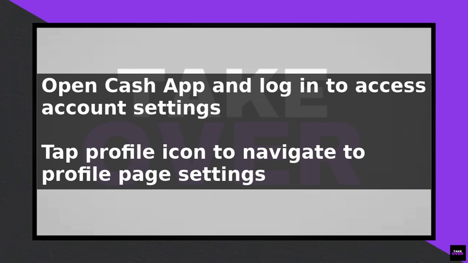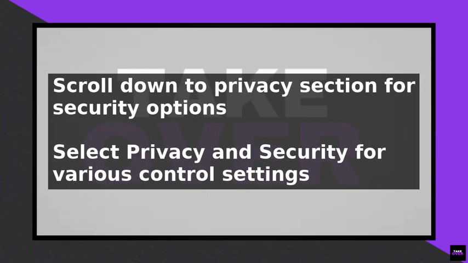Next, scroll down to the Privacy section and select the option that says Privacy and Security. Here, you will find various settings that allow you to control who can see your activity and personal information. To make your Cash App private, toggle off the option that says Allow Tagging. This will prevent others from tagging you in their transactions, making it harder for people to find your account.